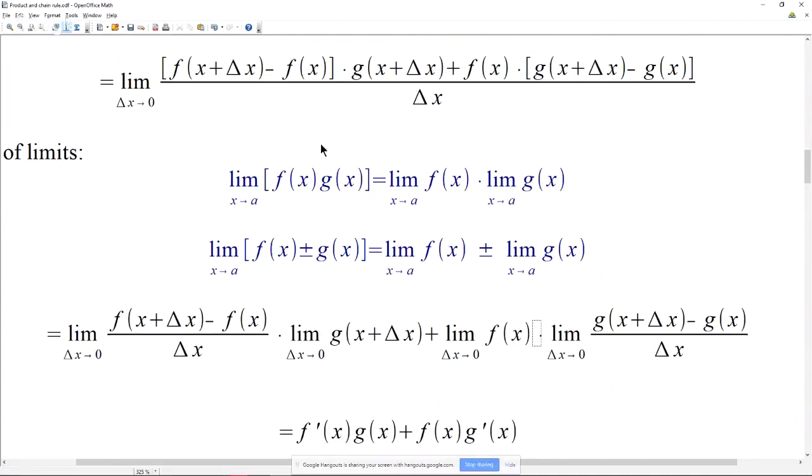Okay, so all they're saying is the limit of this times this is equal to the limit of this times the limit of this. That's it. And then they're doing the same thing here. You have a plus sign, and then you have f of x times this bracketed group. And they're saying the limit of f of x times the limit of the group here. That's all they're doing.